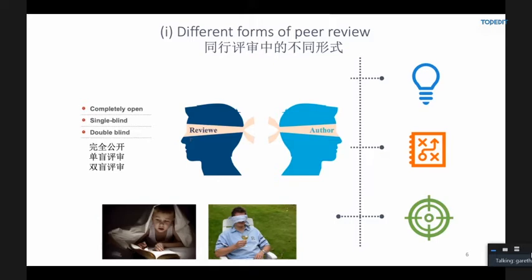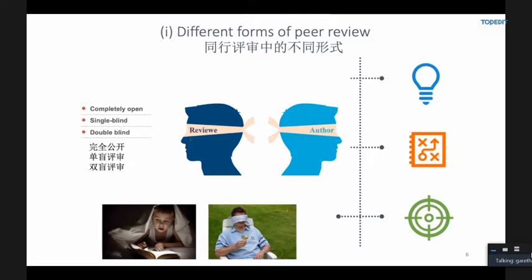Completely open has its benefits, and of course it has its drawbacks, obvious drawbacks to authors in particular. For this reason, lots of journals now use some kind of blinded peer review, either single blind or so-called double blind. In single blind review, the reviewers are unaware of the author's identity. The authors don't know who the reviewers are. And in double blind peer review, both parties, the peer reviewers and the authors, are kept unaware of each other's identity by the journal, by the editor.